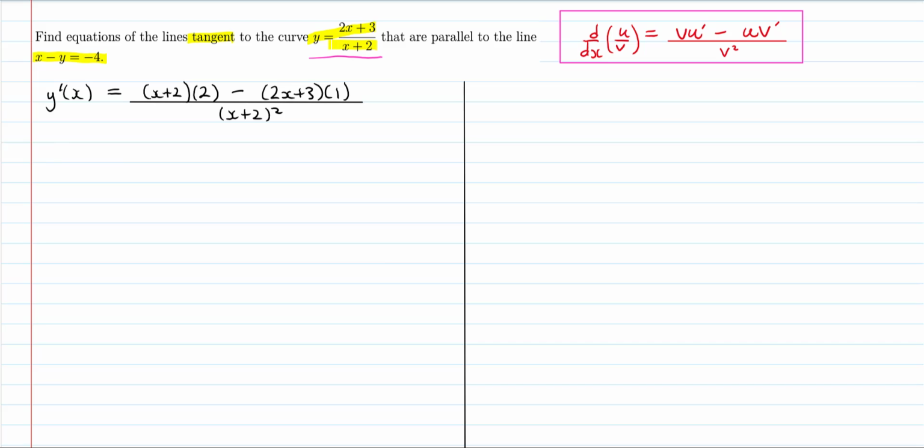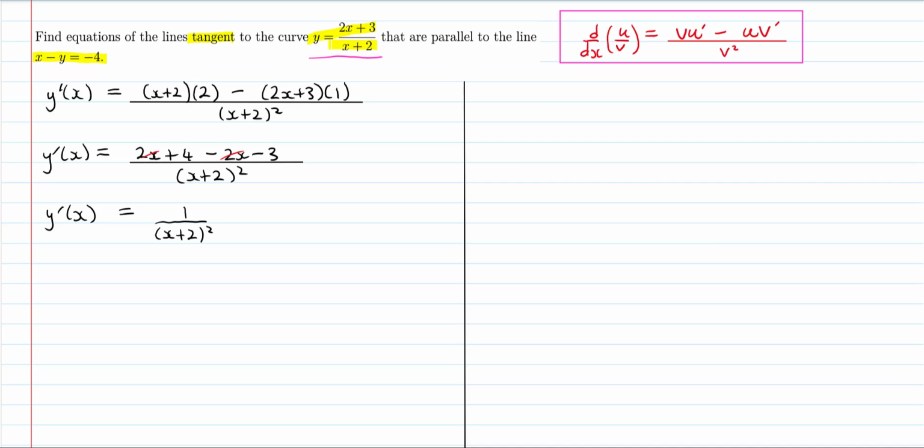So now we can start simplifying this. We get y dash of x is equal to 2x plus 4 minus 2x minus 3, all over (x plus 2) all squared. And finally, y dash of x is equal to, well, 2x minus 2x cancels out, and 4 minus 3 is 1, and in the denominator we get (x plus 2) all squared.